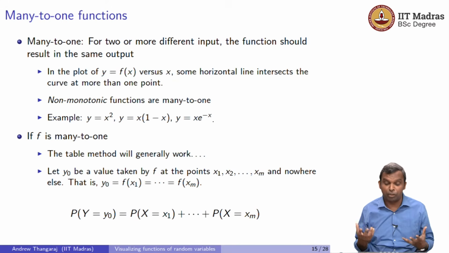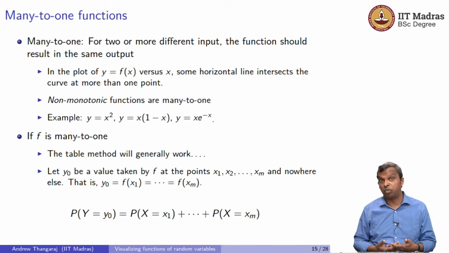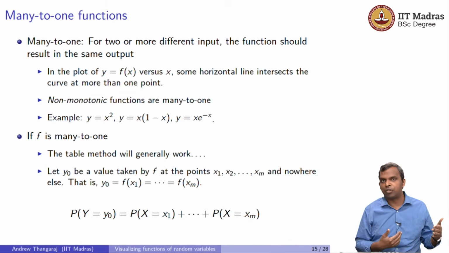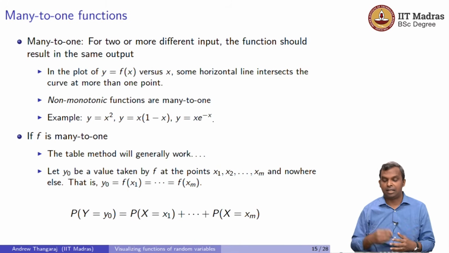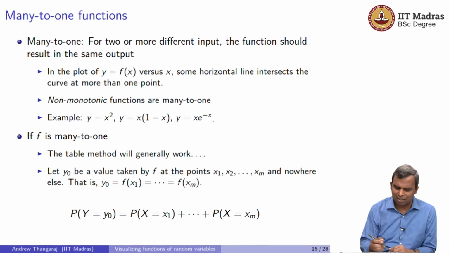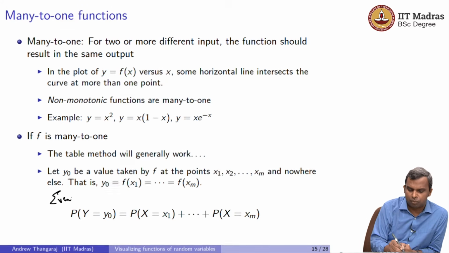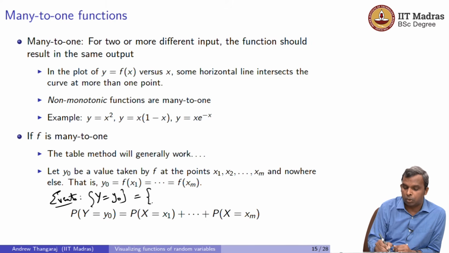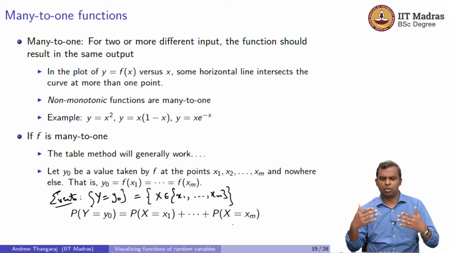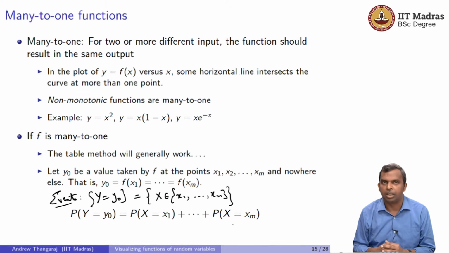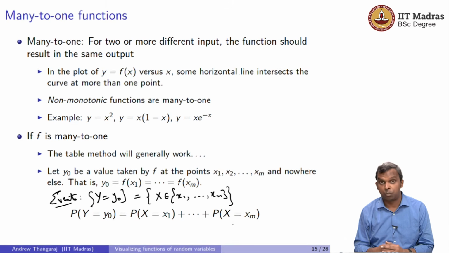So even if f is many to one, the table method will generally work. You just have to identify all the values of x which take you to a common y, and probability of y equals y naught is simply taken as the sum of all these probabilities. It's again, in terms of events, it's very, very easy, right? In terms of events, the event y equals y naught is exactly equal to x belonging to x1 to xn. Okay, so that's where this summation comes from. At the end of the day, it goes back to a basic probability space involving these random variables, and you can do these computations.